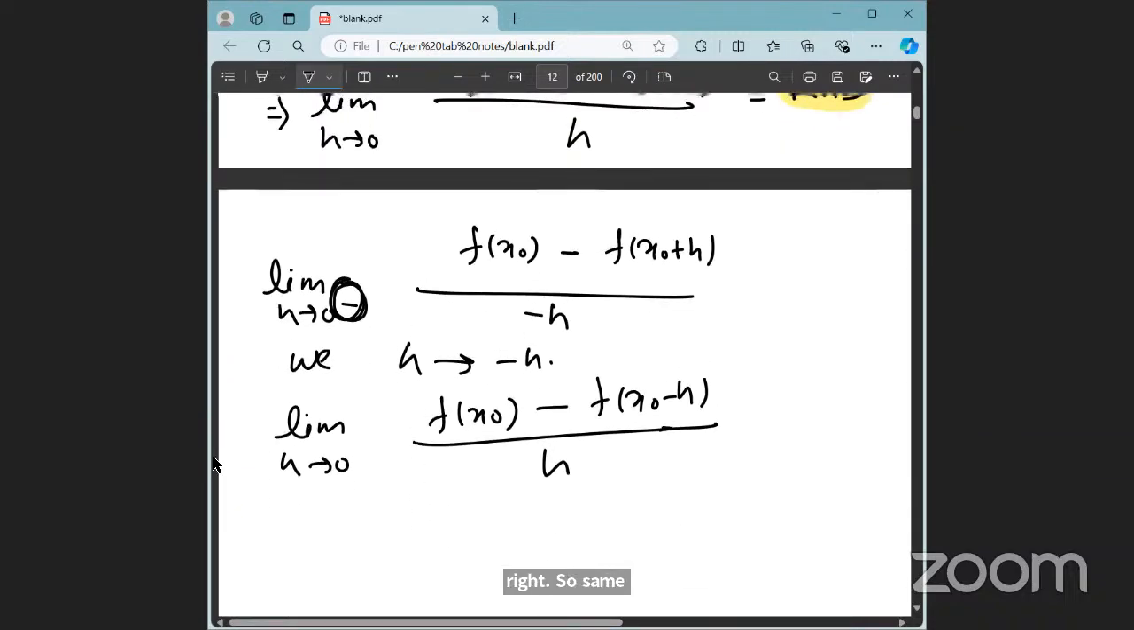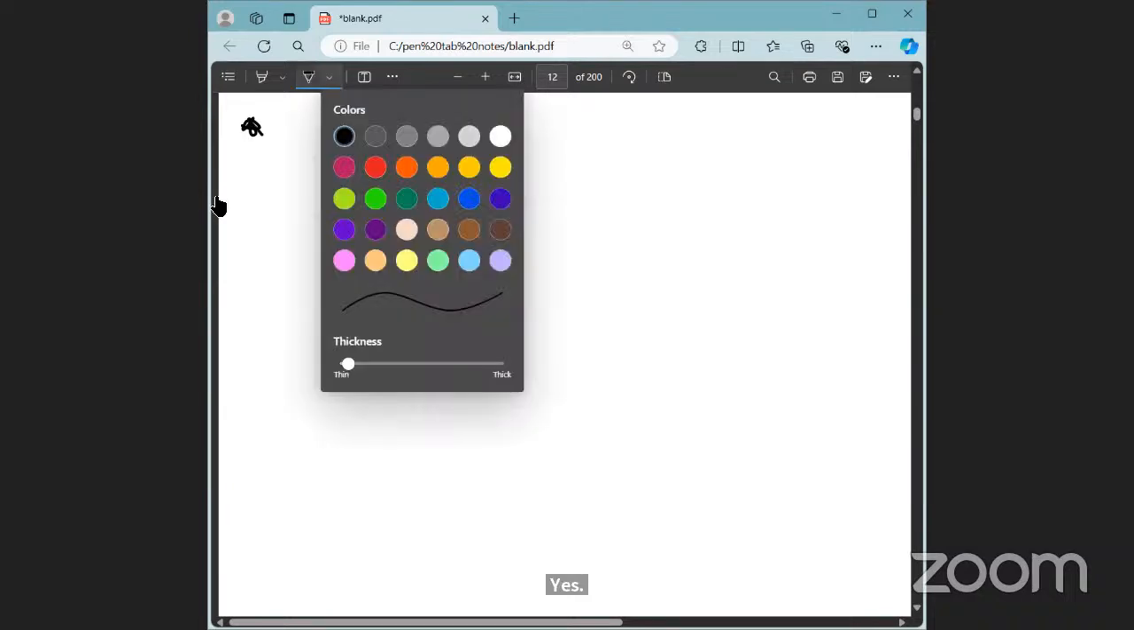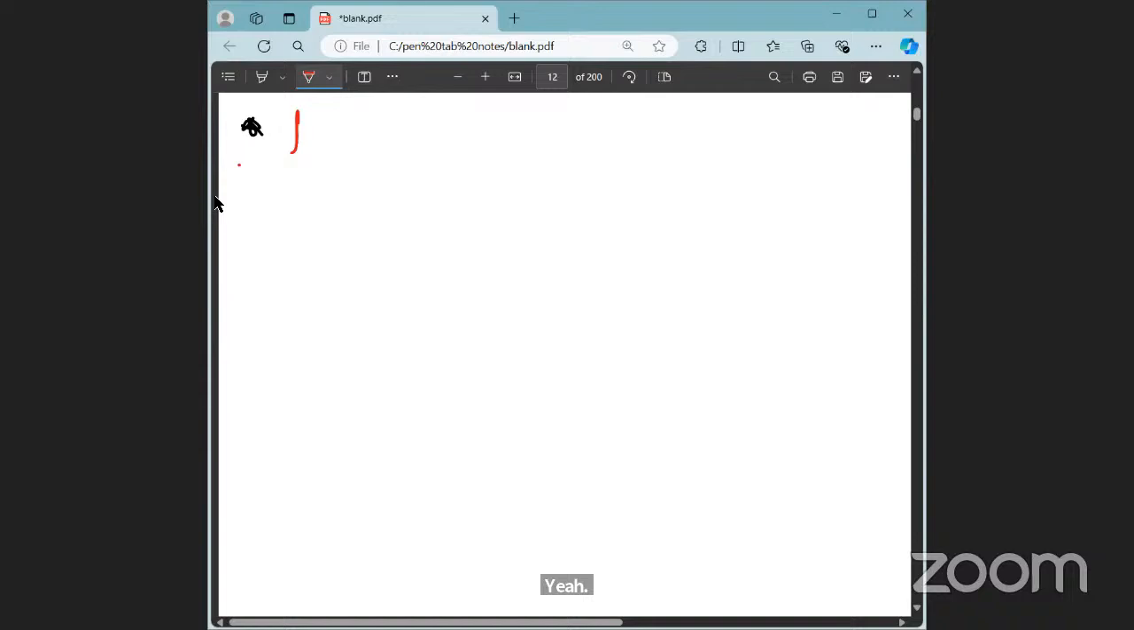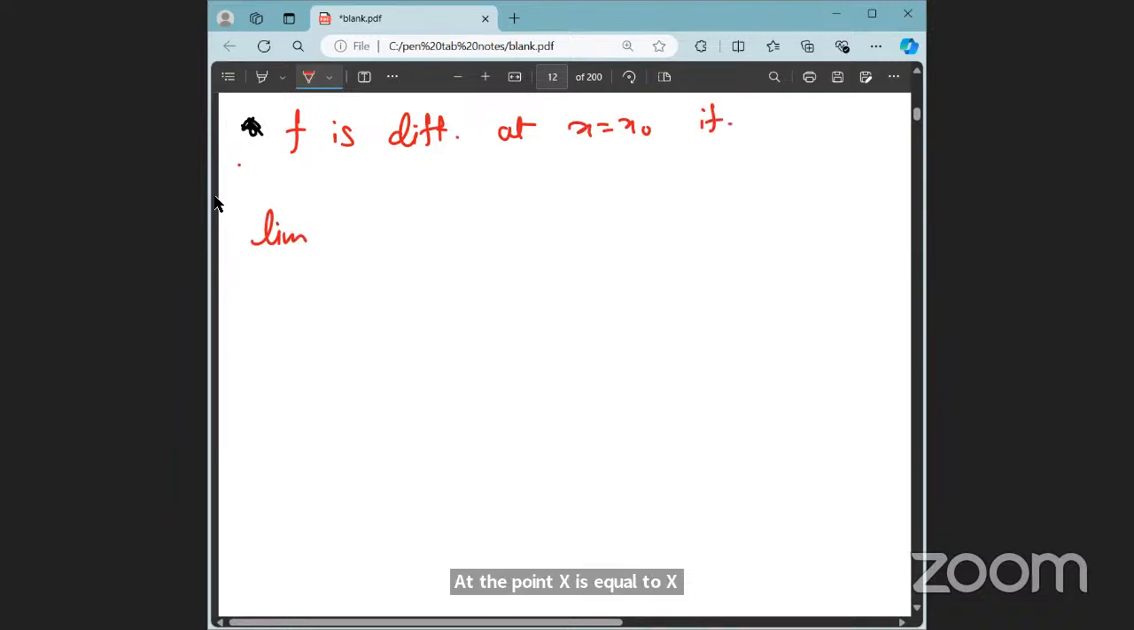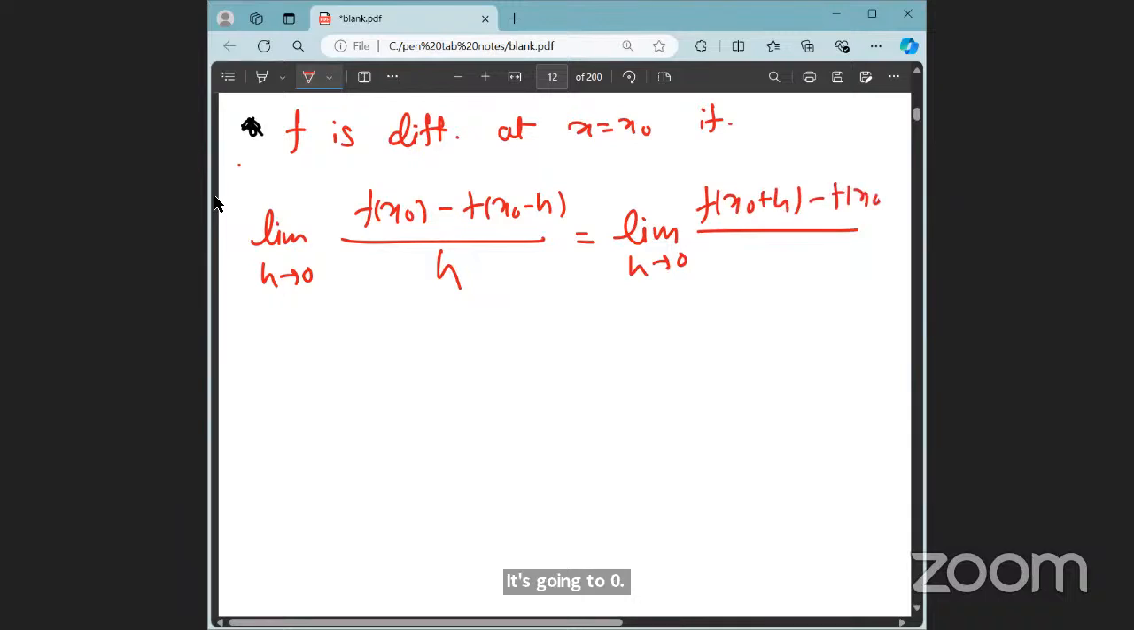Yes. So thus what we get at the end: f is differentiable at the point x equals x naught if the limit h going to 0 of f of x naught minus f of x naught minus h upon h is equal to the limit h going to 0 of f of x naught plus h minus f of x naught by h.